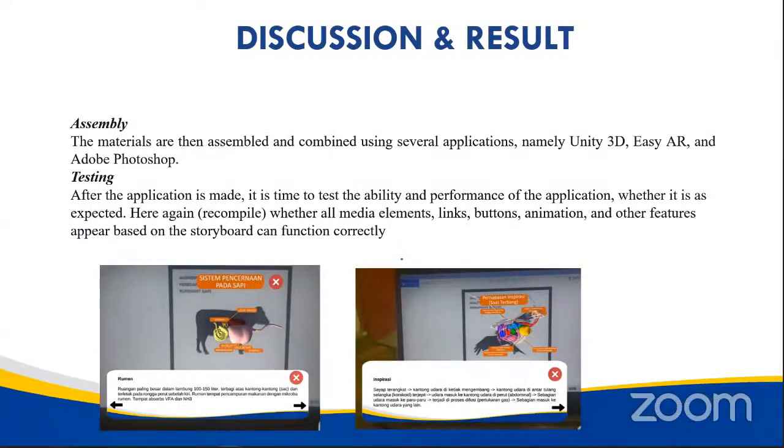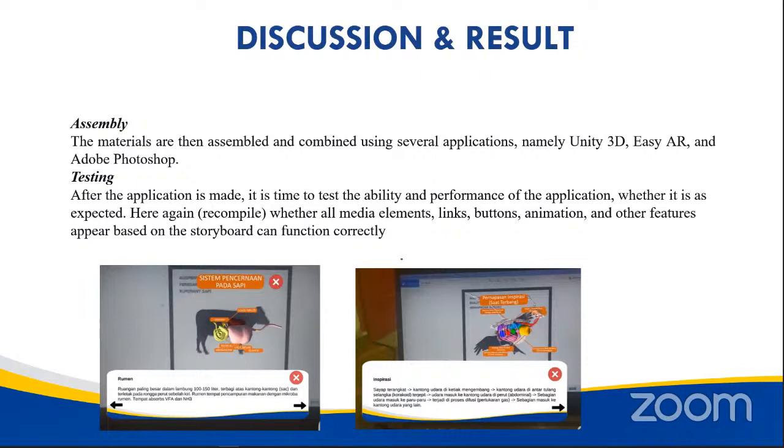Assembly. The assembly stage involves making all multimedia objects or materials, and making the application based on the storyboard, flowchart, and navigation structure that originated at the design stage. At this stage, the storyboard is combined with the materials that have been collected. The materials are assembled and combined using several applications: Unity 3D, and Adobe Photoshop.